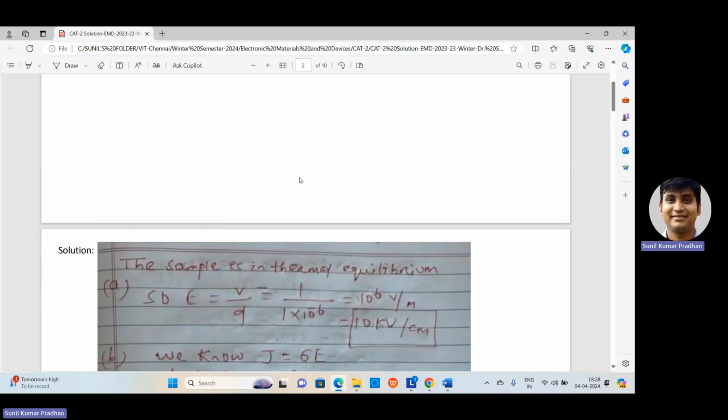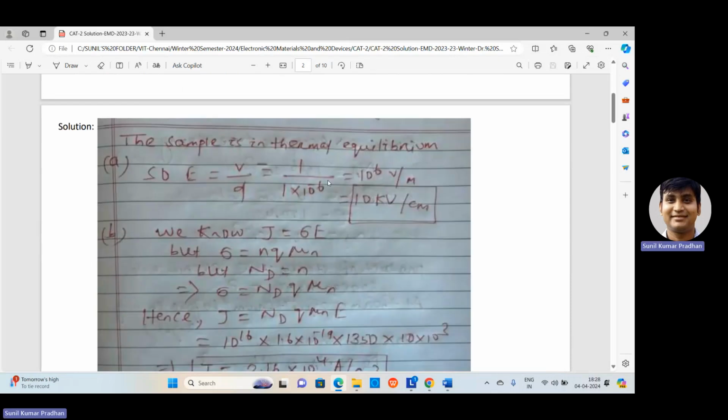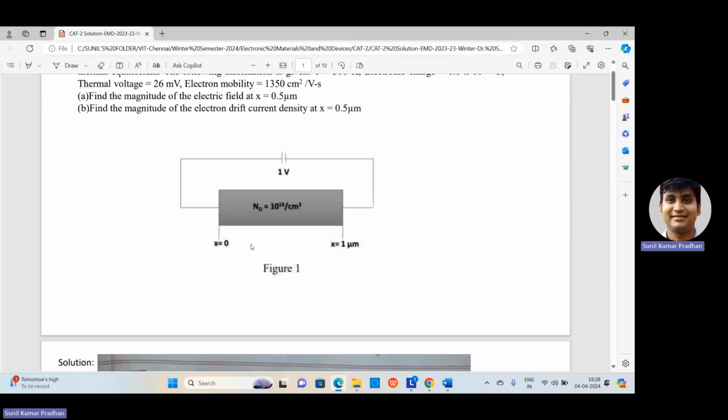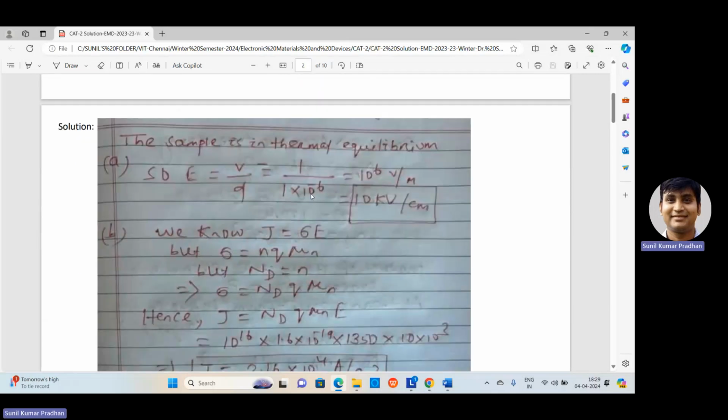So what is the voltage across the sample? It is 1 volt. So 1 divided by, and what is the length here? It is a total of 1 micrometer. So even if it is asking the magnitude of electric field at x equal to 0.5 micrometer, at the middle of the sample, for the magnitude of electric field we have to take the total length. So that is 1 micrometer here.